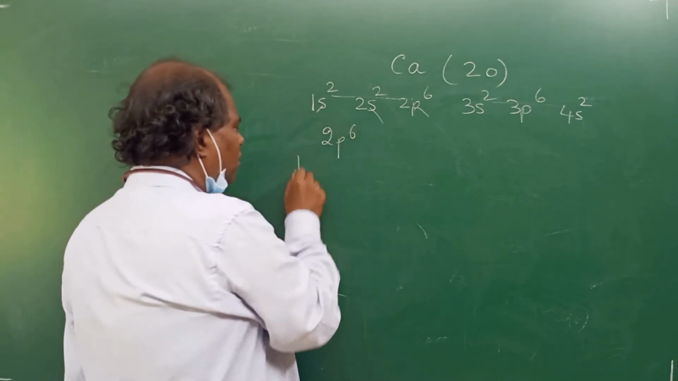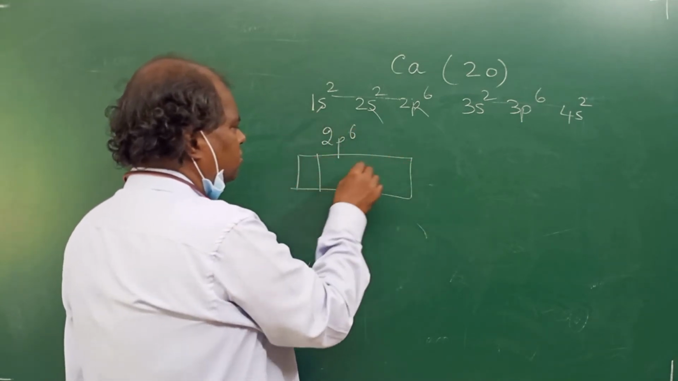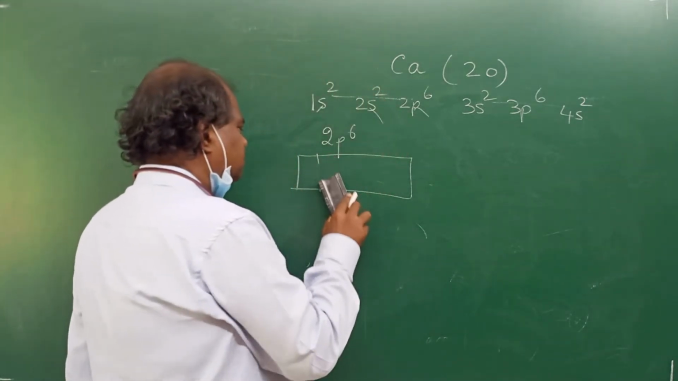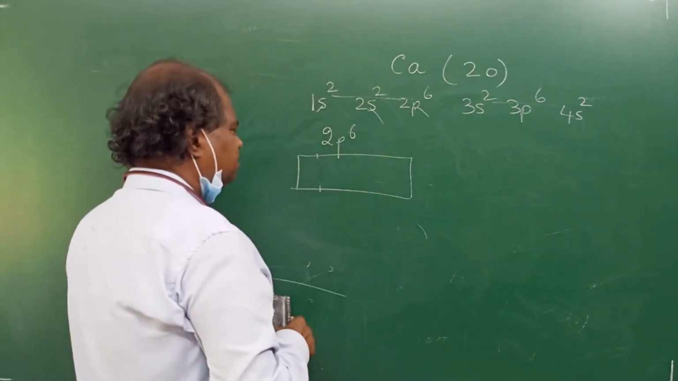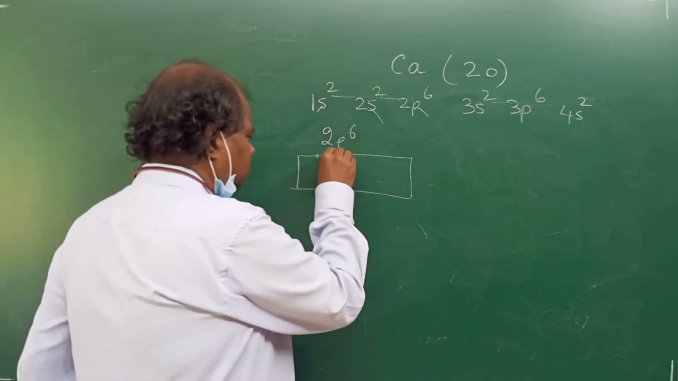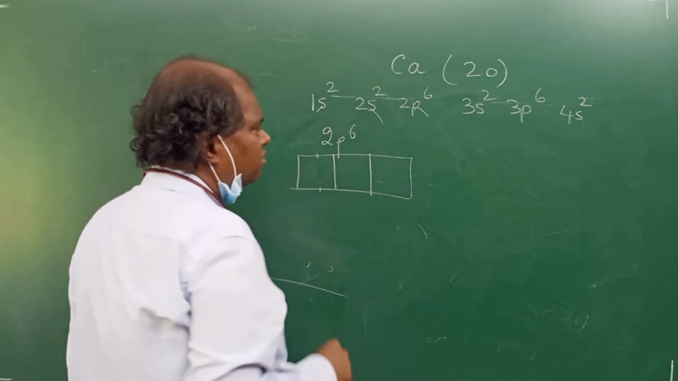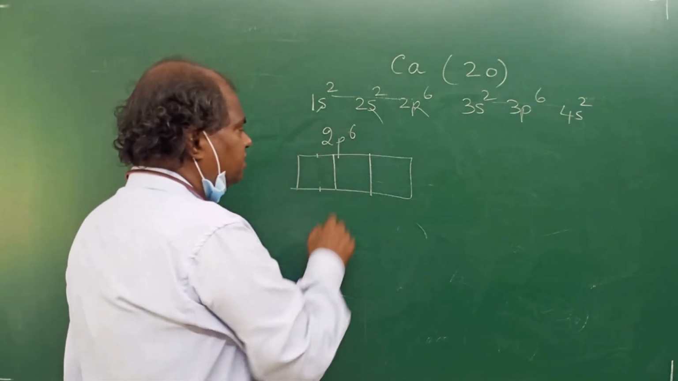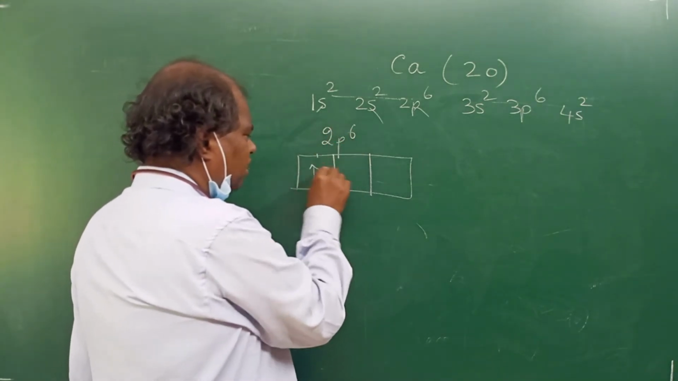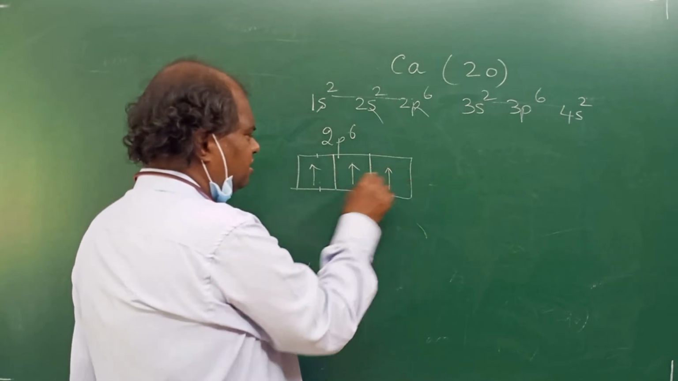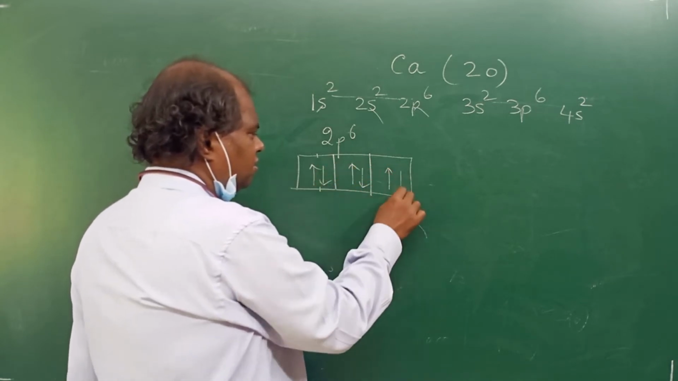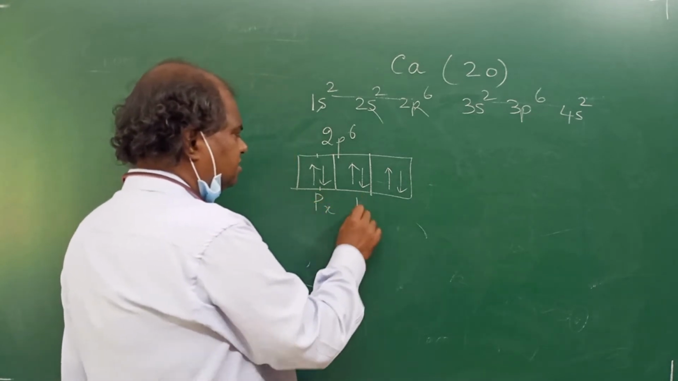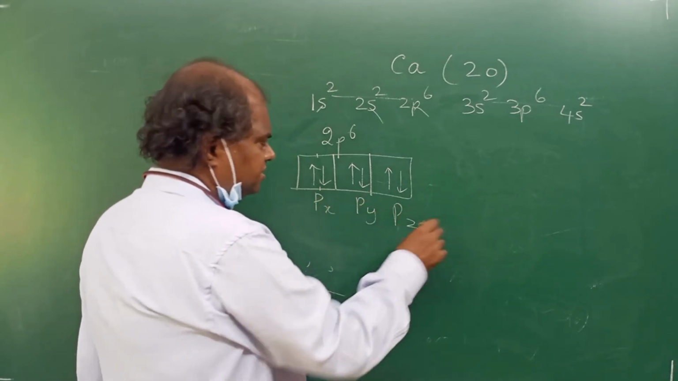Students, for this you have to draw a box diagram. How many orientations are there for p orbital? There are three orientations, right? One, two, three orientations are there. Now you have to fill 6 electrons. 1, 2, 3. This orbital is px, py, and pz.